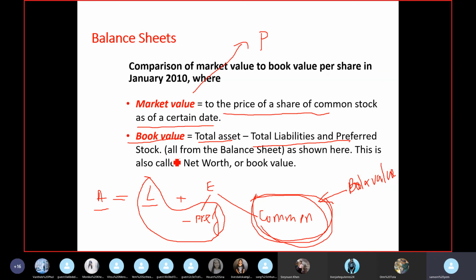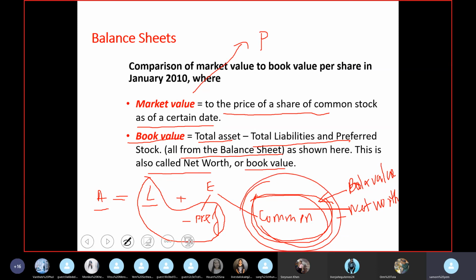We can get all of this from the balance sheet as shown here. This is called net worth or book value. So we can call it book value, or we can call it net worth. The purpose is to know whether the common stock value increases or not. After you run the company for one, two, three years, you check again: is the common stock value increasing or decreasing?